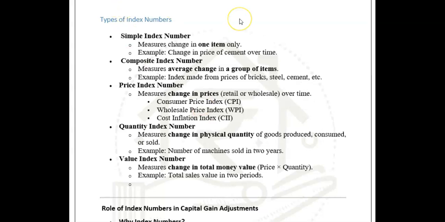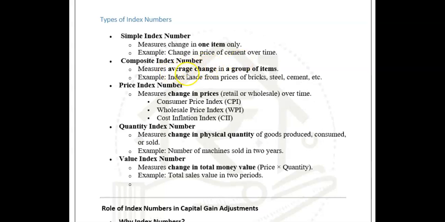Types of index number: there are various types of index number. The main ones are, first, the simple index number, which measures change in one item only. Example: change in the price of cement over time, or change in the price of petrol over time. What is the petrol price in the base period and now? How much has it changed? What is the relative change? The percentage change we can calculate with the help of the index number.